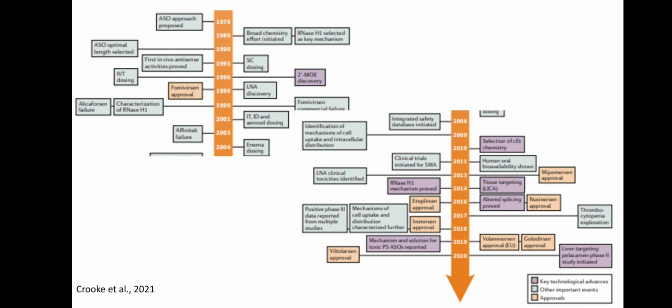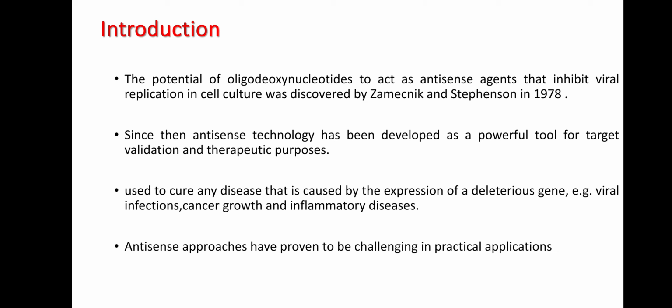You can see this is the overview of antisense oligonucleotide development. This is just an overview. It started from 1978, and then it has been going on step by step. There are a number of different challenges which have already been optimized at different times by different researchers, and now most of the developed antisense molecule drugs are already in clinical trials and many are in the market. So now we are going to discuss the introduction.